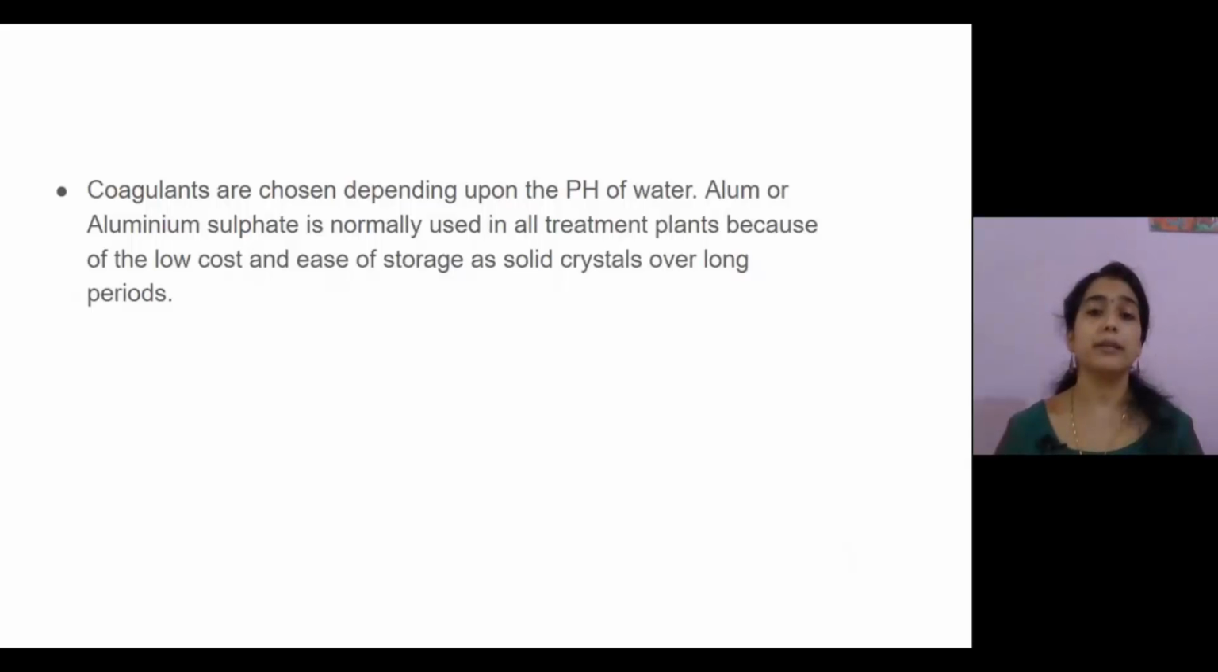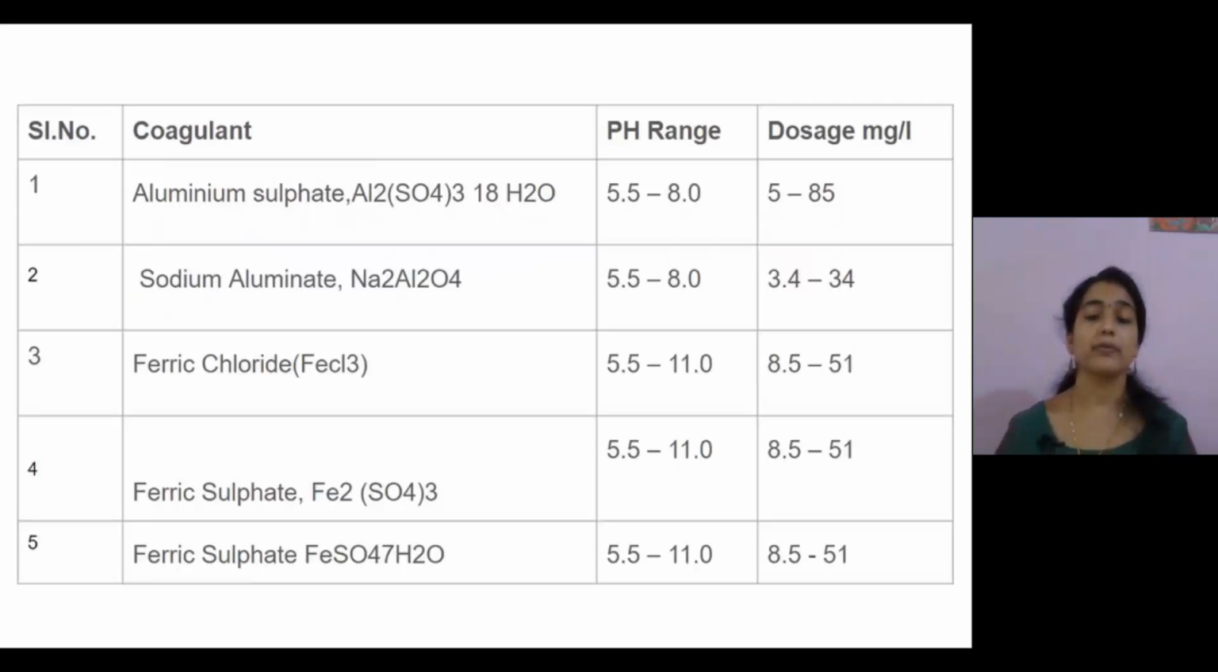Coagulants are chosen depending upon the pH of the water. Alum or aluminum sulfate is normally used in all treatment plants because of its low cost and ease of storage as solid crystals over long periods. Here we can see the pH range: aluminum sulfate is used for raw water having a pH range of 5.5 to 8. We are selecting the coagulant depending upon the pH of the raw water.